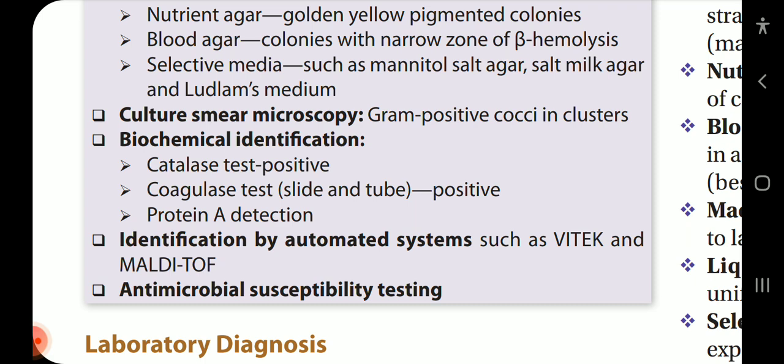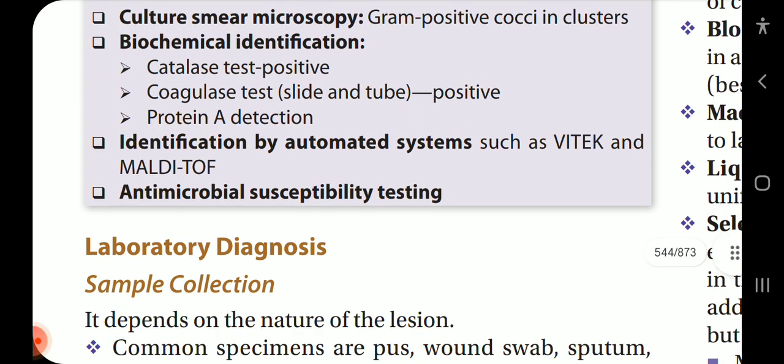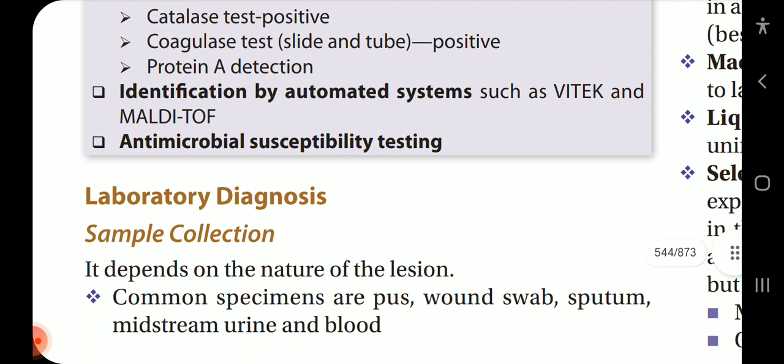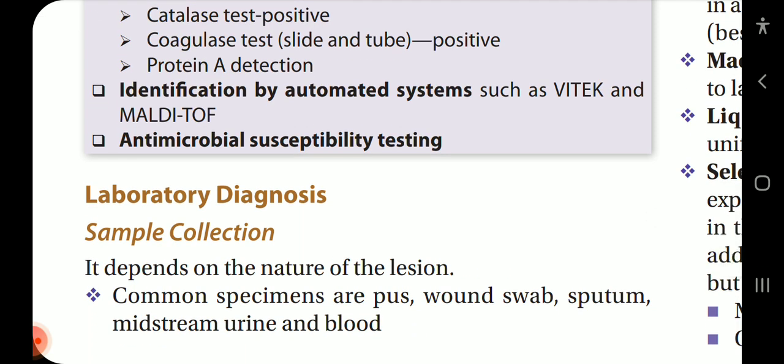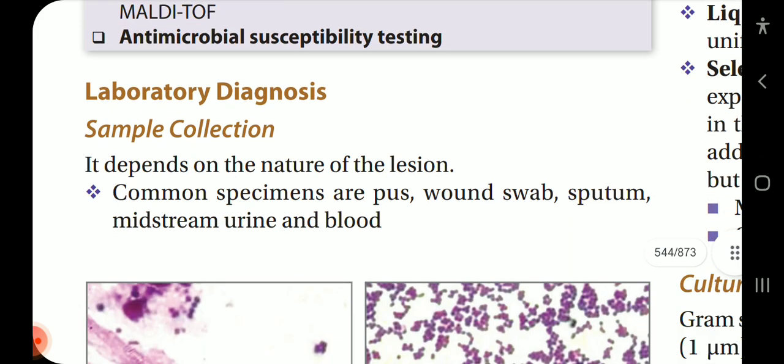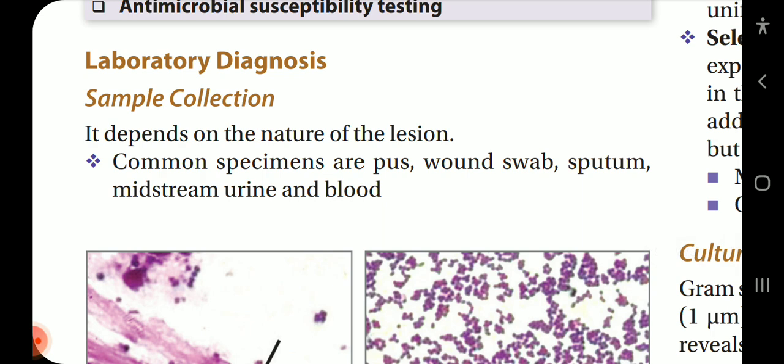Culture smear microscopy: gram-positive cocci in clusters. Biochemical identification: catalase test positive, coagulase test, slide and tube, positive. Protein A detection, identification by automated systems such as Vitek and MALDI-TOF, and antimicrobial susceptibility testing. Now let's see the lab diagnosis in detail.